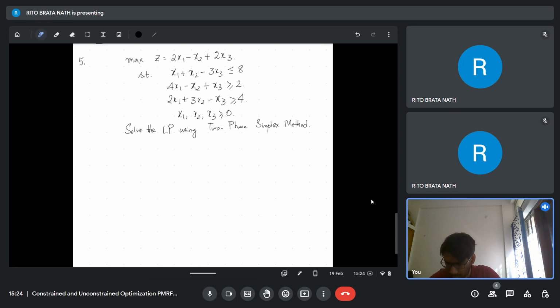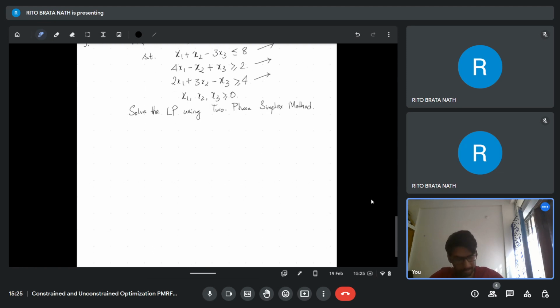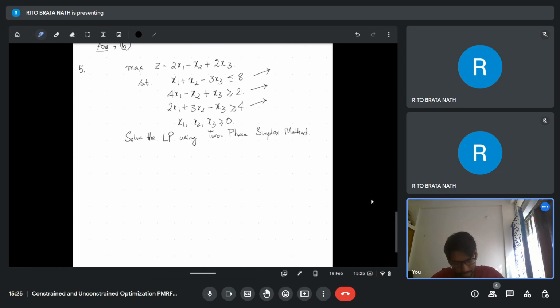Okay. So here, what you can do, you can first convert it into the standard form. For that, you will introduce an x4 here, probably an x5 here, and x6 here. And then you will have two more artificial variables. Let's call them x7 and x8 and solve this problem, okay? So it will be a bit complicated, but let's try and solve this.